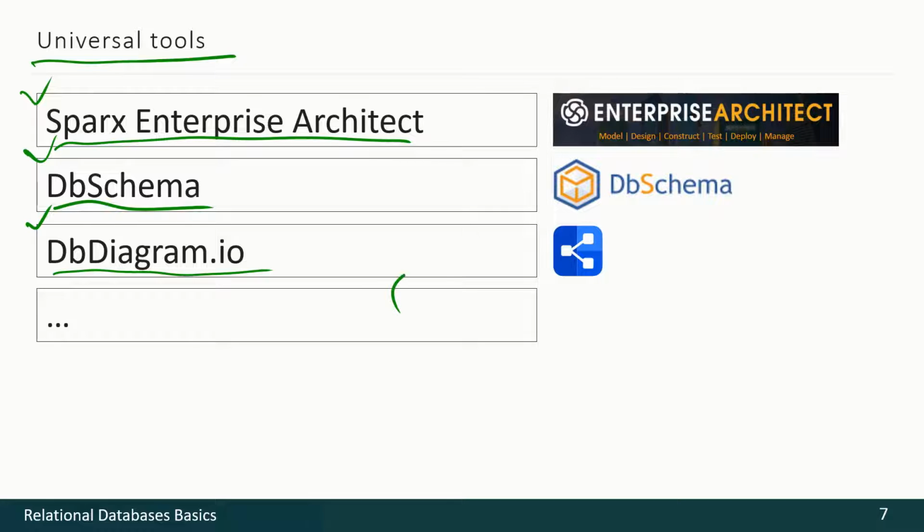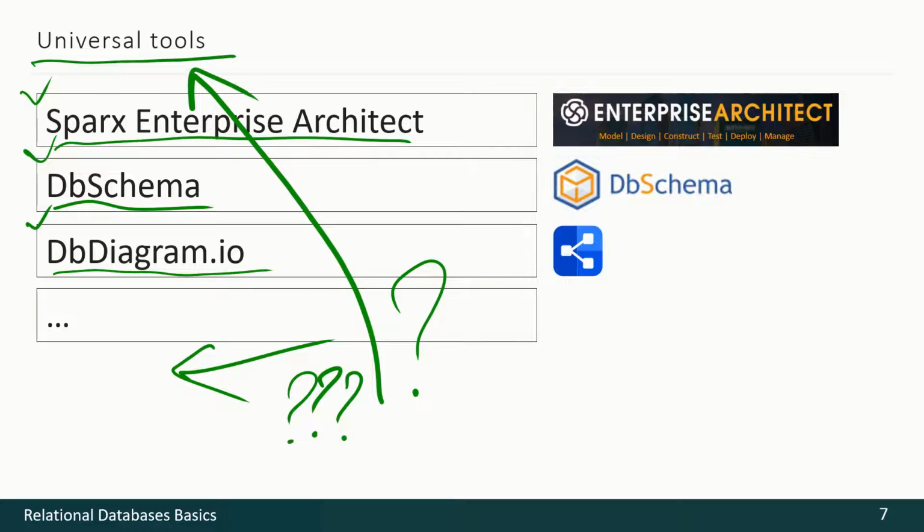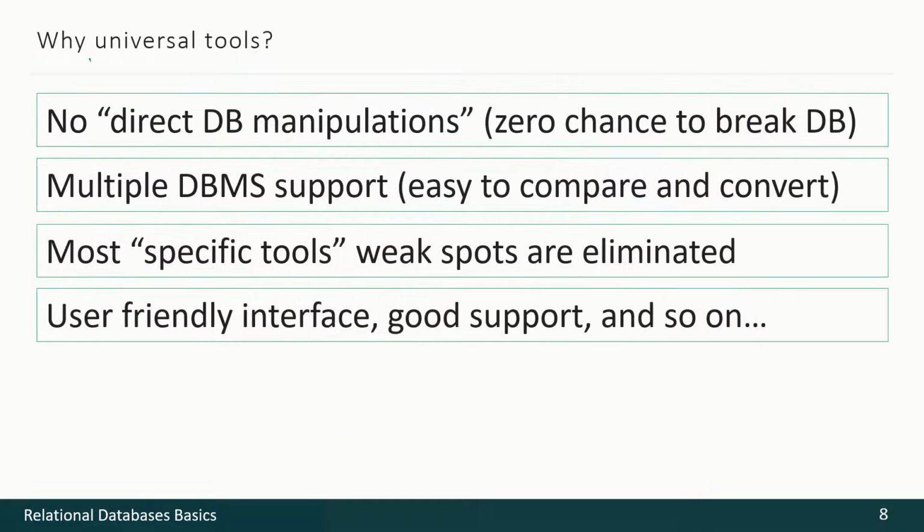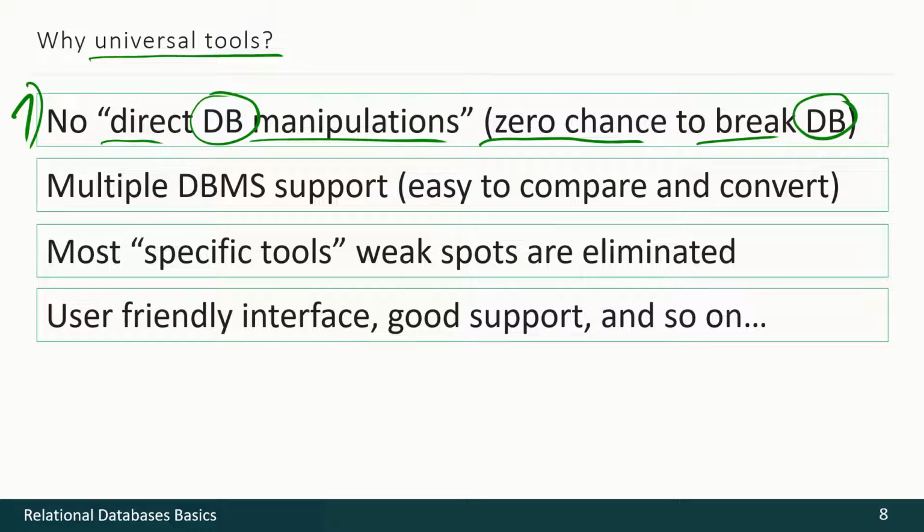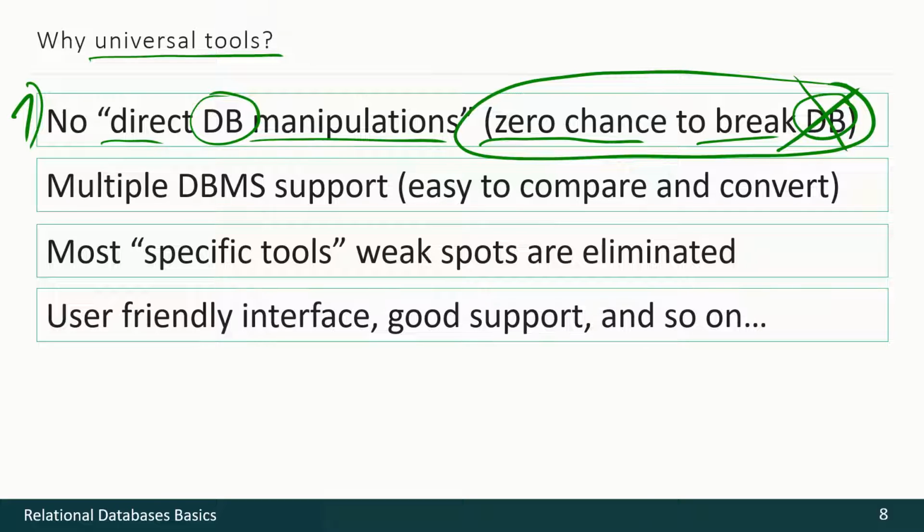And you may have a question. If we have all those specific tools, why do we need these universal tools? There are several good reasons. With universal tools, you almost never directly manipulate your database, so you have almost zero chance to break your database. Believe me, in life of almost each and every database developer, there comes a day when he breaks live database, and that's a terrible mistake. So, no direct manipulation, zero chance to break something.